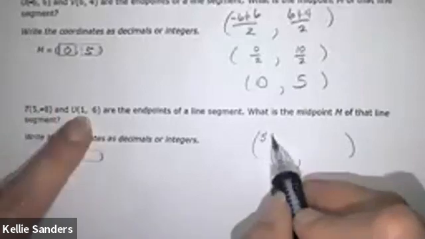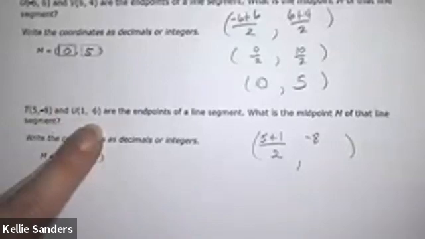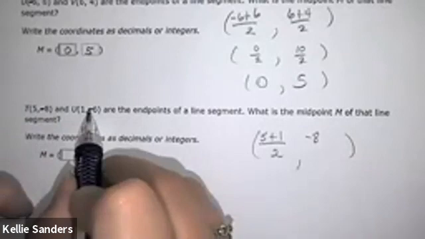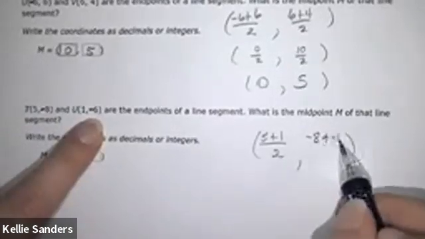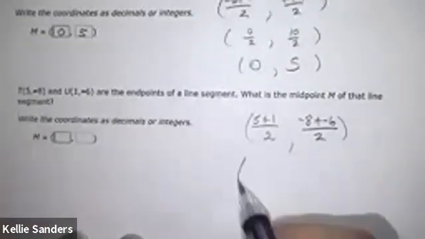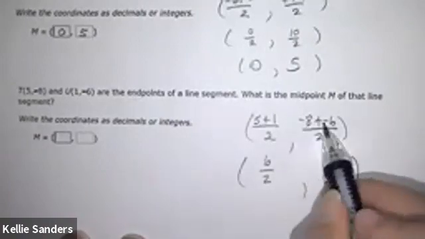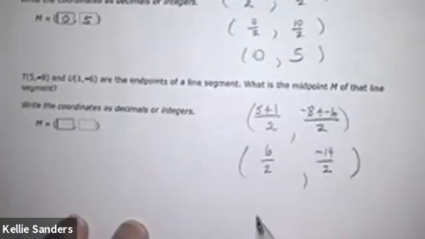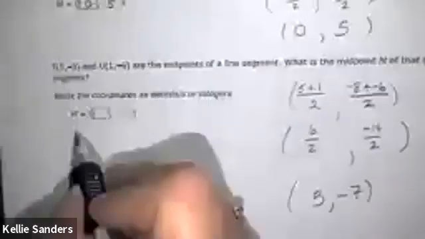Positive 5 plus 1 divided by 2, negative 8. I think that was supposed to have been a negative sign right there. So I'm going to make it a negative sign. Plus negative 6 divided by 2. 5 plus 1 is 6. Negative 8 plus a negative 6 is negative 14. 6 divided by 2 is 3. Negative 14 divided by 2 is negative 7.